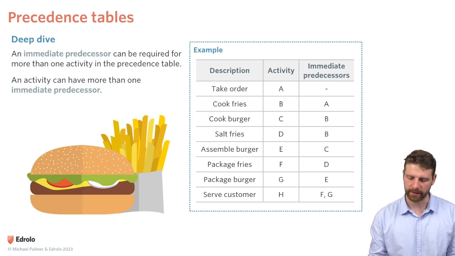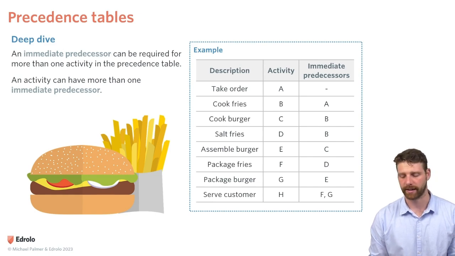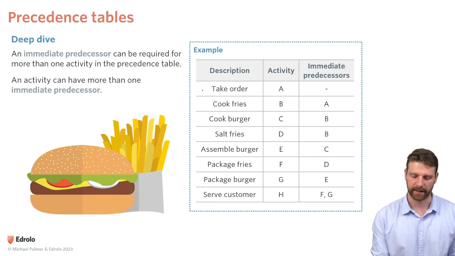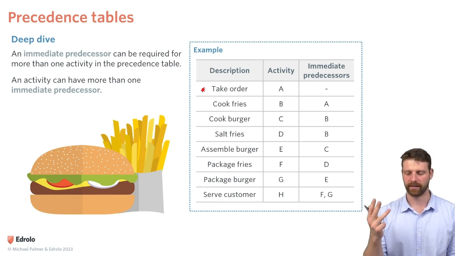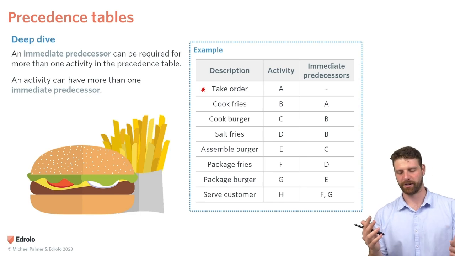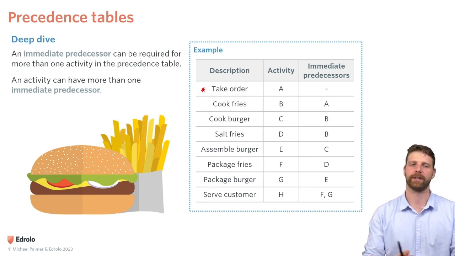And so I've got a list of activities here that you might perform when you're completing an order for a customer. So these activities are here. We've got take order, cook fries, cook burger, salt the fries, assemble the burger, package fries, package the burger, and serve the customer. So there's lots of little mini tasks in there of getting that food to the customer.